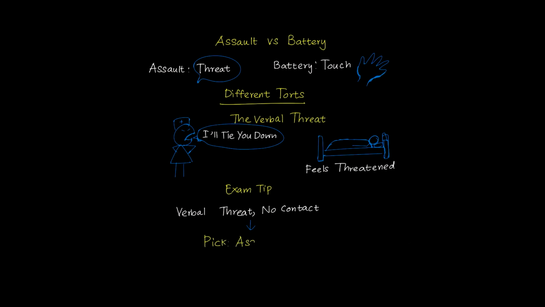Verbal threat equals assault. Here's a D439 OA exam tip for you. When the stem describes a verbal threat with no physical contact, the answer is assault. Quick recall hook: words threaten, it's assault.